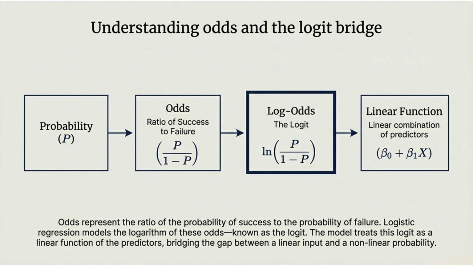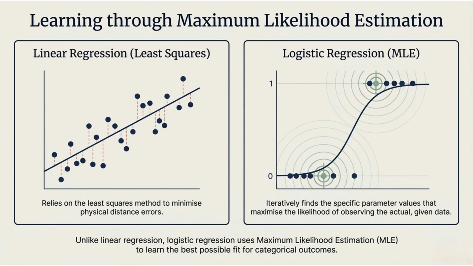To deeply understand logistic regression, we must introduce the concepts of odds and log odds. Odds represents the ratio of probability of success to failure. Logistic regression models the logarithm of these odds, known as the logit, as a linear function of the predictors. Unlike linear regression, which uses the least squares method, logistic regression uses maximum likelihood estimation. This method finds the parameter values that maximize the likelihood of observing the given data.